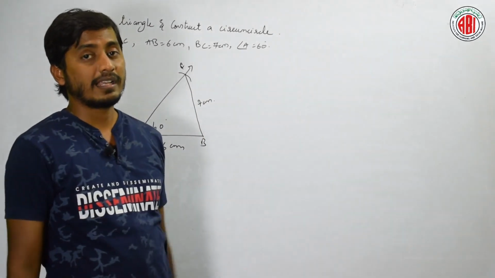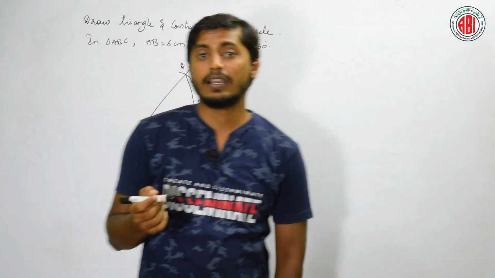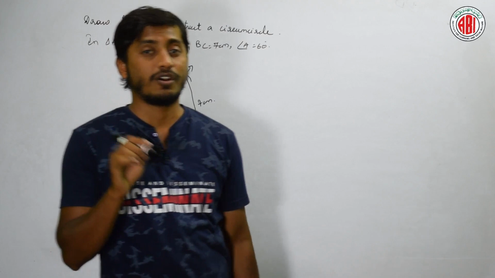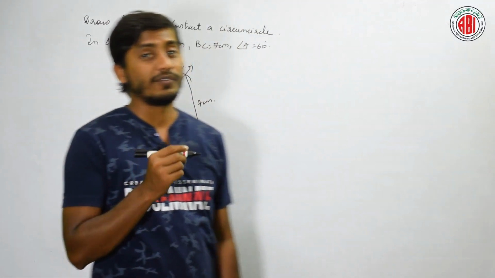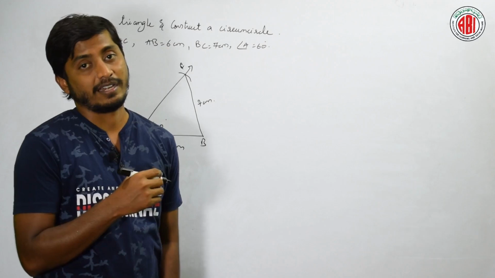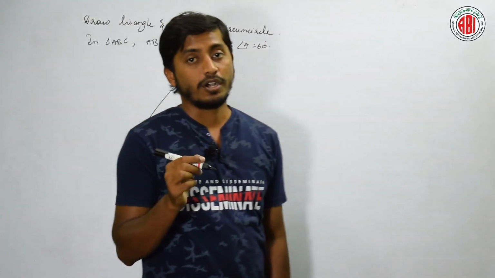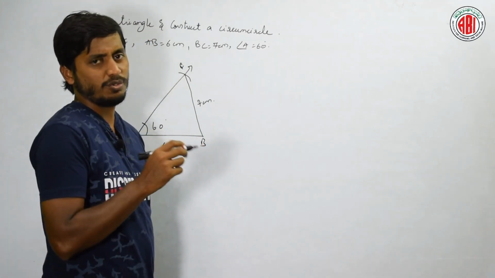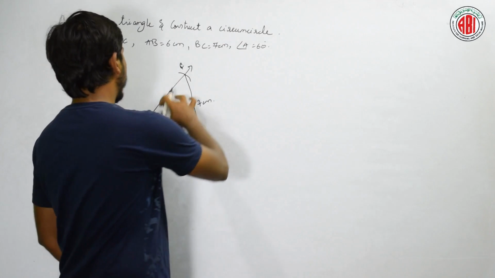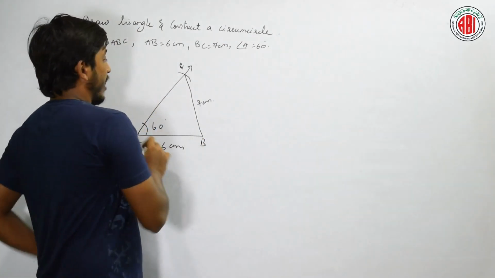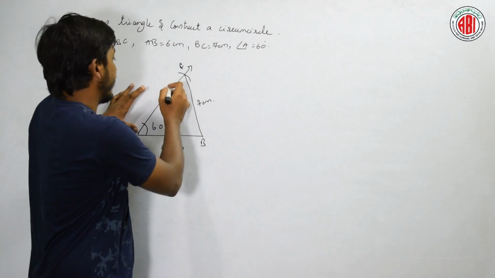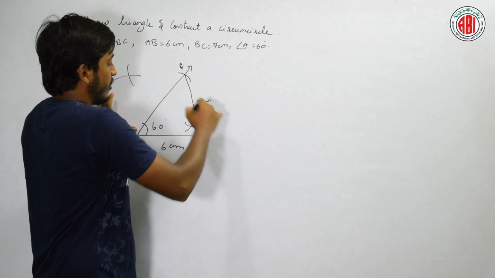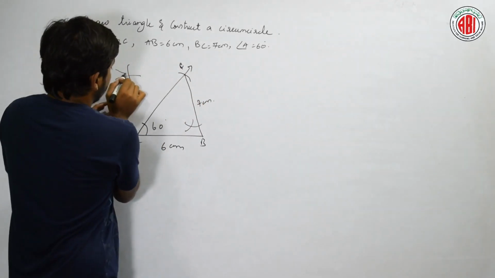How do we draw a circumcircle? Remember, the center of a circumcircle is the point of intersection of the perpendicular bisectors of the sides of a triangle. Clear? We have to draw the perpendicular bisectors of the sides, any two of them. Let us draw for AC and AB. How do we draw a perpendicular bisector? With A as center and more than half as radius, draw an arc. Again from the other end, draw an arc. Just join both of them.